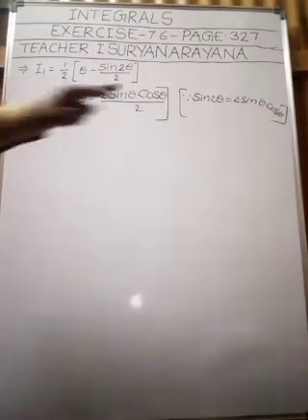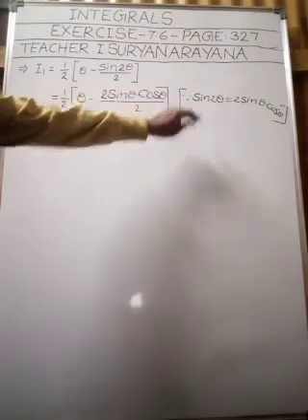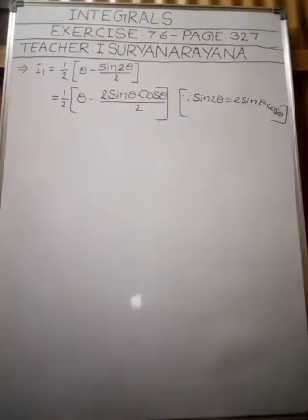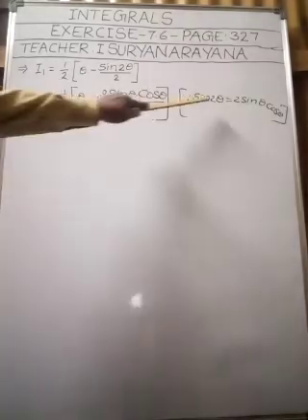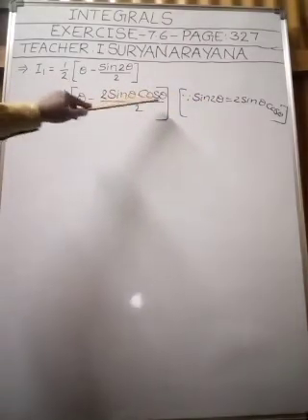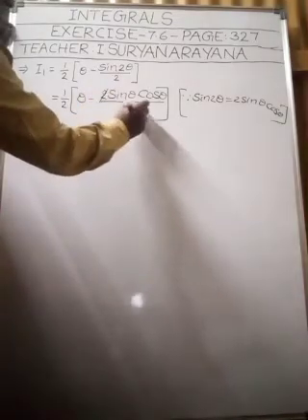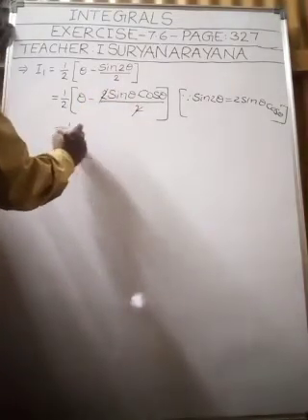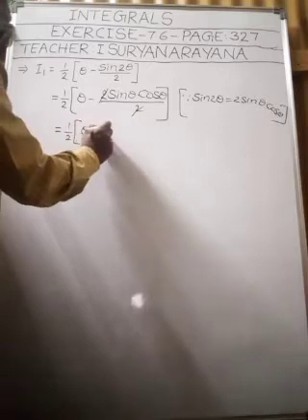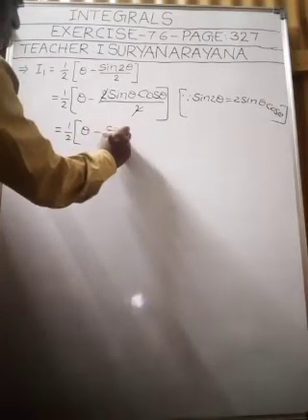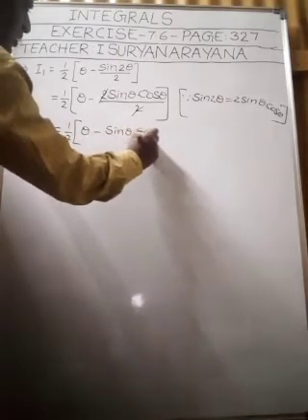Multiple angle formula. Do you remember this formula? We used this multiple angle formula in the numerator. Understood? Now here 2 gets cancelled. So 1 by 2 into theta minus sin theta into cos theta.